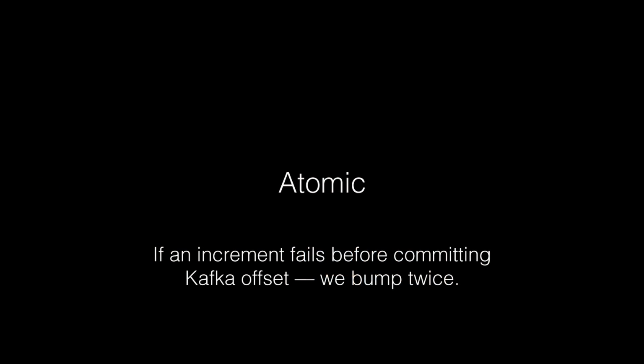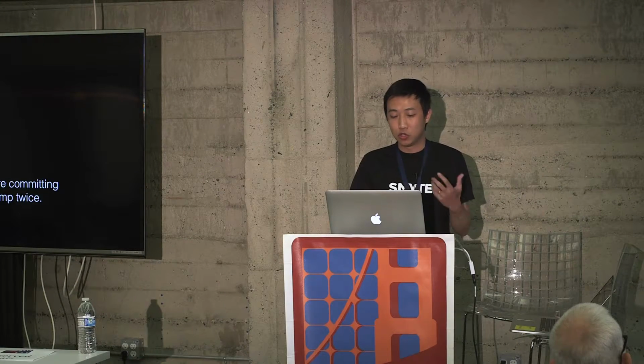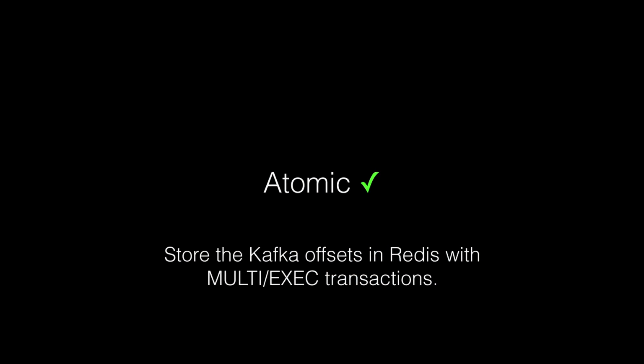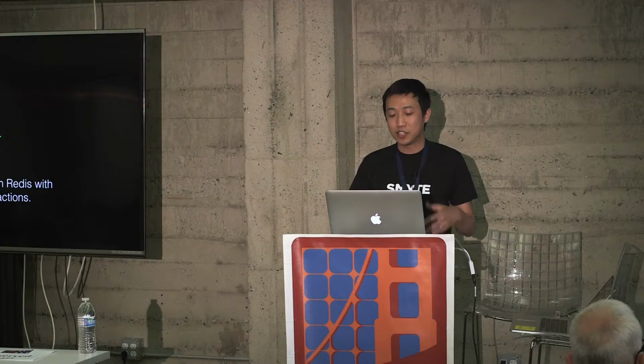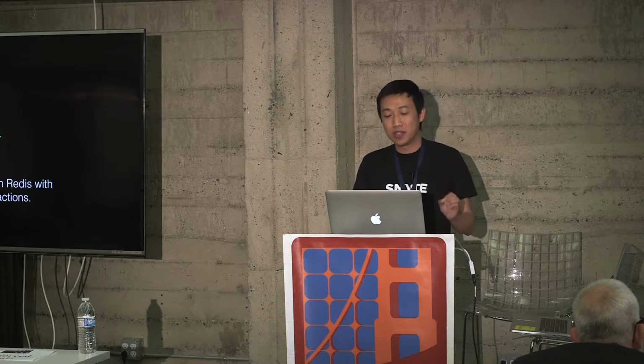Atomicity is a relatively easy problem. When the increment fails before committing the Kafka offset, we may potentially bump the count twice. To solve this issue, we can combine these two operations in one Redis transaction, by writing both the Kafka offset as well as the count itself using one transaction. And that gives us exactly-once semantics.